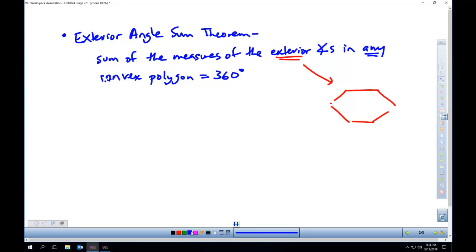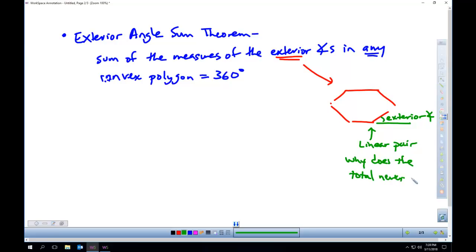If I have a hexagon, where's the exterior angle? If I extend one side, the exterior angle is the angle on the outside. The best way to think about it is it forms a linear pair with the interior angle. If you put the two of them together, it's going to form a straight line. That's an exterior angle.